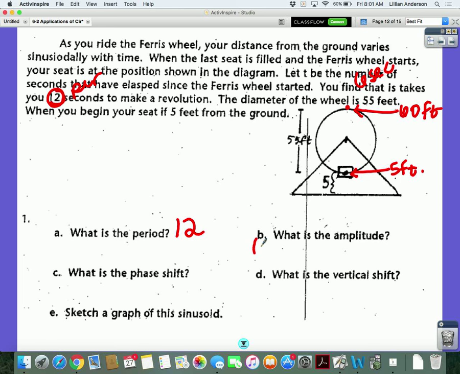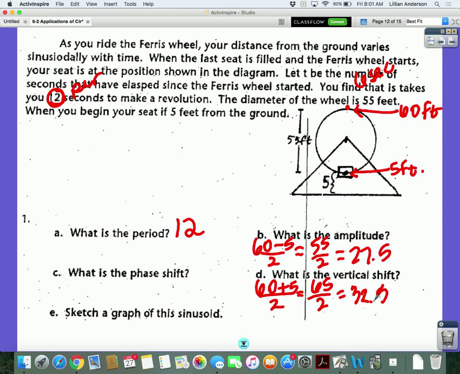So to find our amplitude, we're going to do max minus min divided by 2. So that's 55 divided by 2, which is 27.5. To find our vertical shift, we're going to do 60 plus 5 divided by 2. So that's going to be 65 divided by 2, which is 32.5. We know our phase shift is going to be the time it takes for us to reach our maximum. Since we're going from the very bottom all the way to the top, that's half of your period, so that should have been 6.